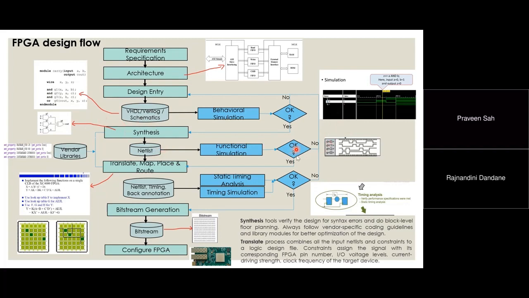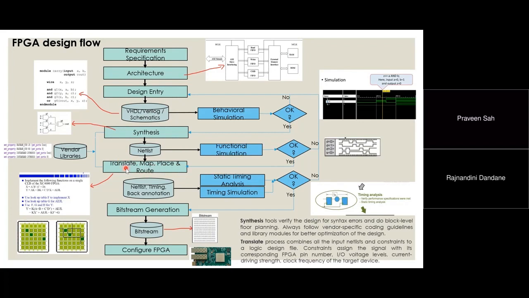Now if all that is okay, it is functioning okay, and you have also looked at the timing aspects, if it is working as expected, now you move to the next step, which is implementation. And implementation contains three steps. It has translate, map, place and route. Each step does a different function.